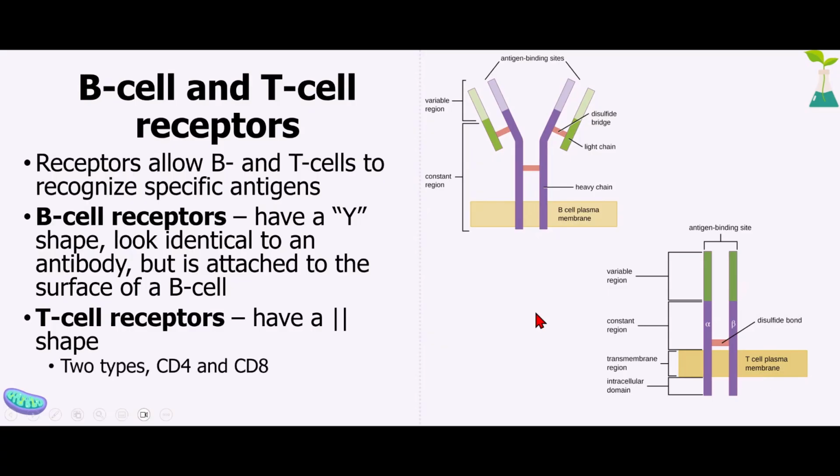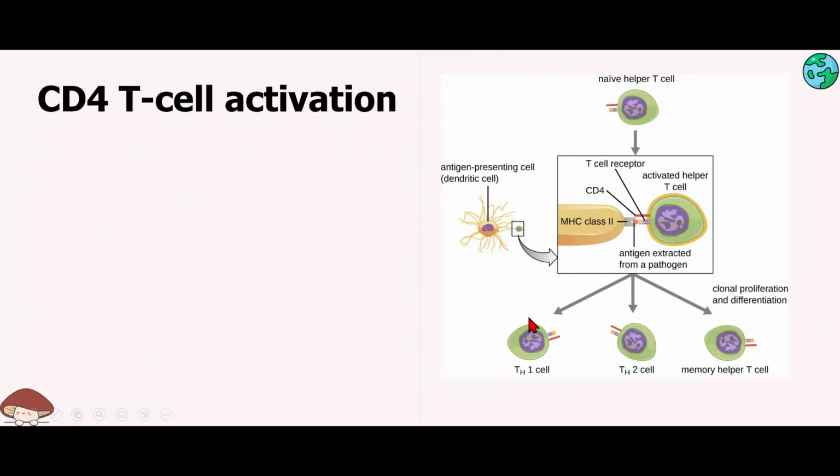Now, there are two types of T cell receptors. We call them the CD4 and the CD8 T cell receptors, which will be important when we talk about actual activation. So just keep that in mind. Now, for B cells, there's only one type of B cell receptor, and that's this guy. So let's start with T cells. T cells are categorized based on their receptor, so we call them the CD4 T cells or the CD8 T cells. So if you are a T cell with a CD4 receptor, you're called a CD4 T cell.